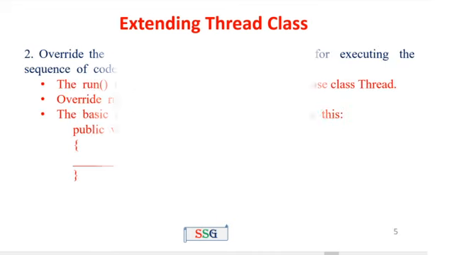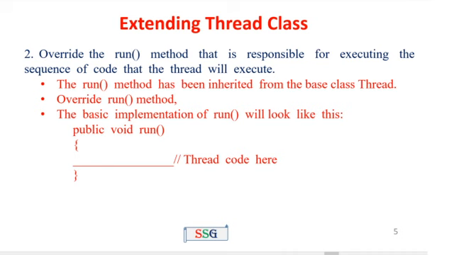In the second step, override the run method. Override the run method means the Thread class already has one method, that method is the run method. In this class we have to override the run method. The run method contains the code for the respective thread. The syntax for the run method is public void run open bracket close bracket and open curly brace, set of statements and close curly brace.